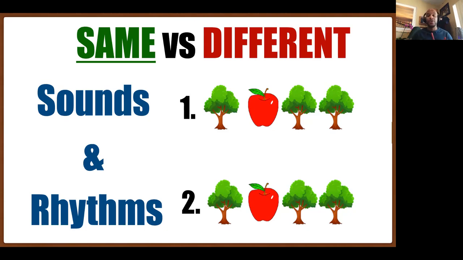You know what you can do. You can create your own tree and apple patterns. Just put 4 of them together, read them over and over and over, and you got yourself a rhythm that grooves. All right, ladies and gentlemen, that is it.